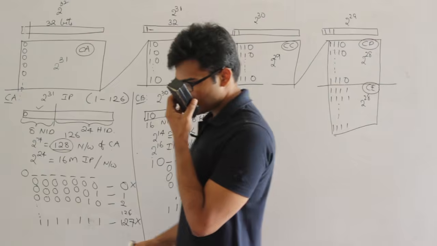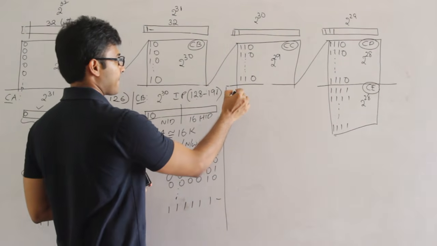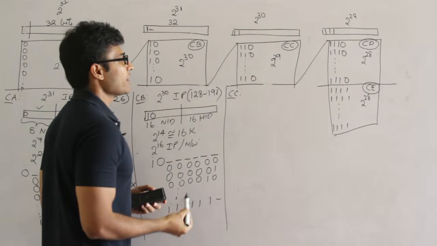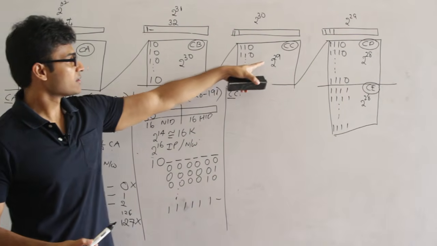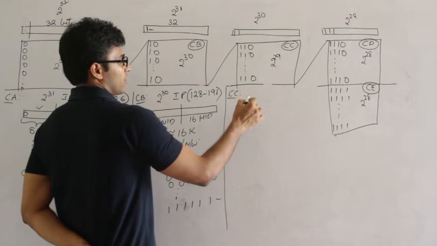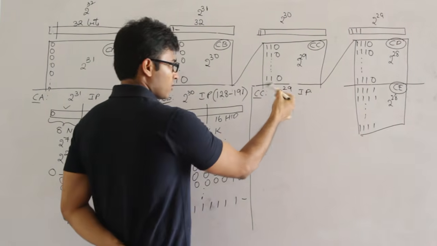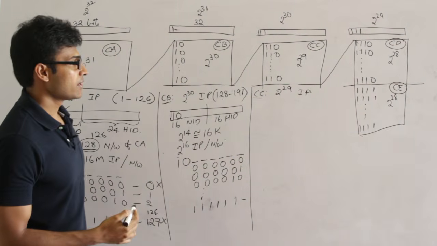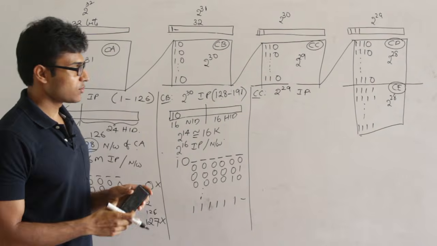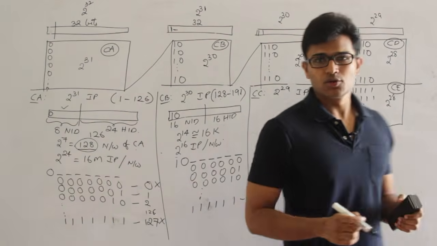Now let's come to this class C. In class C again, the total number of IP addresses present is 2 power 29. Now we are going to take these 2 power 29 IP addresses and divide them into networks and hosts. So how did they do it?